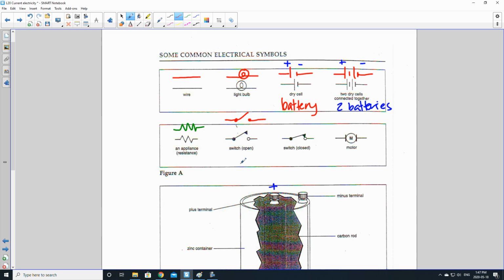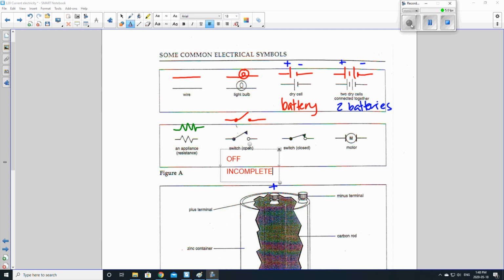When the gate is open, and I want you to copy this down, this means that the device is off or the circuit is off, and it is also incomplete. Please copy this down. Incomplete. Let me type that out for you, because I know a lot of you don't like it when my writing gets messy. So an open switch is actually off.